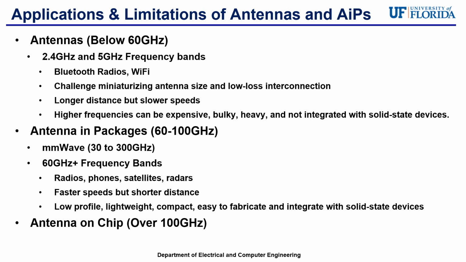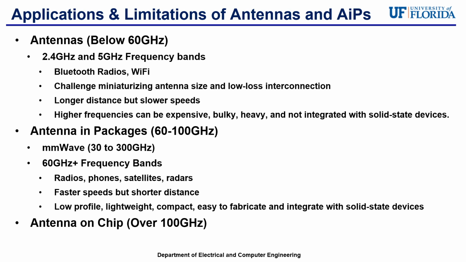Antennas have a longer distance of connection, but typically have slower speeds. And to reach higher frequencies, it can be very expensive, bulky, and heavy. And because of this, they are also not integrated with solid state devices, which is why antennas are typically used at lower frequencies.